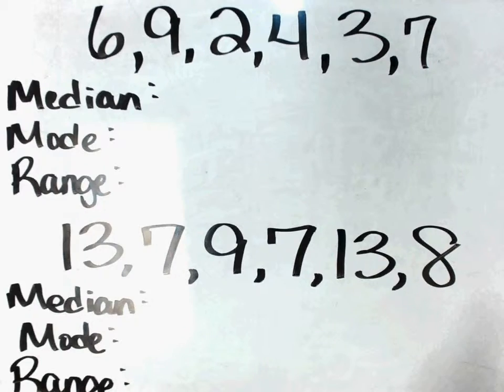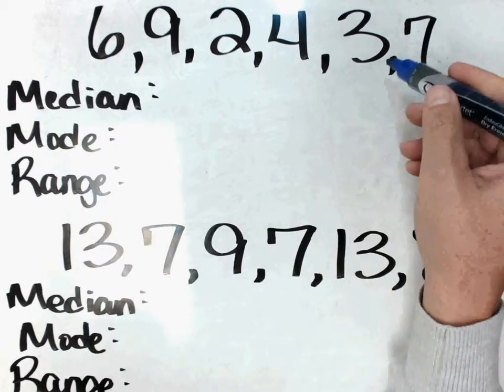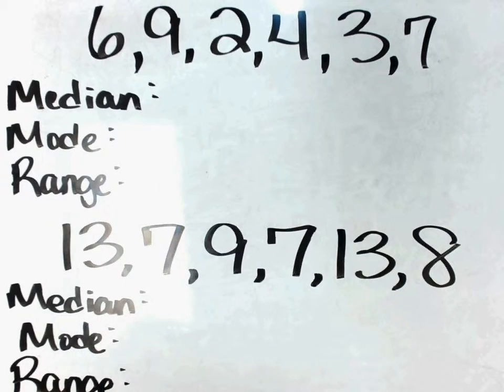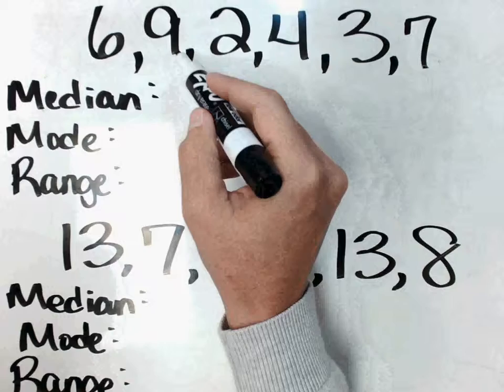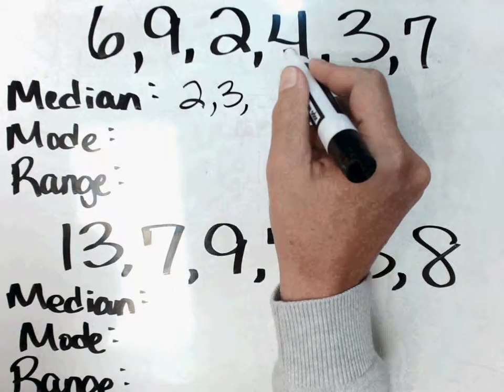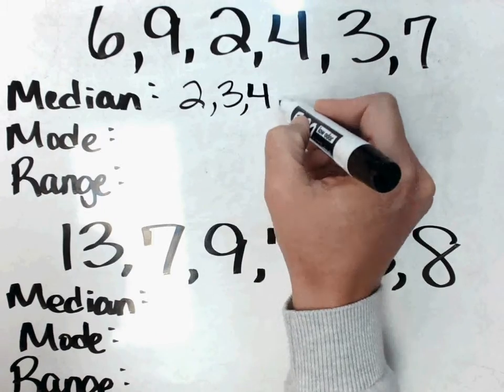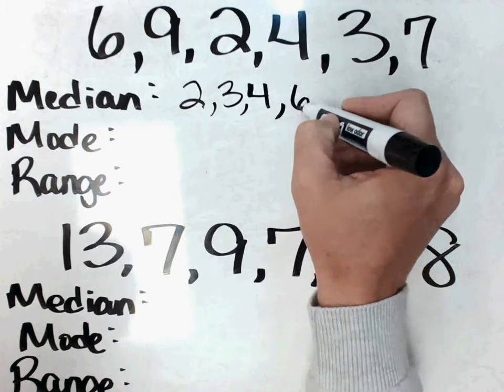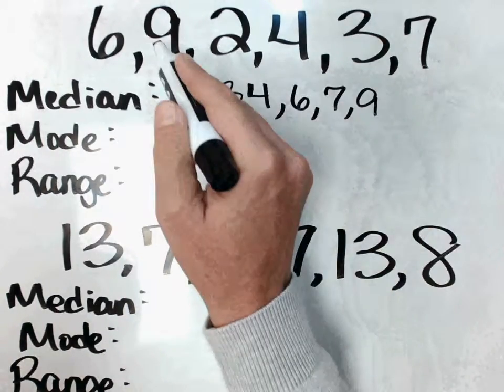We have the set of data 6, 9, 2, 4, 3, and 7. So first we're going to find our median. We have to put these numbers in order from least to greatest. So our least number is 2, then 3, then 4, then we have a 6, a 7, and a 9.